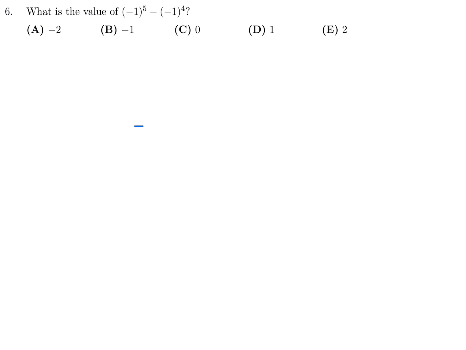What is the value of negative 1 to the power of 5 minus negative 1 to the power of 4? So negative 1 to the power of 5 is negative 1, minus negative 1 to the 4 is just 1. So we have negative 1 minus 1, which is negative 2. So number 6, the answer is A.